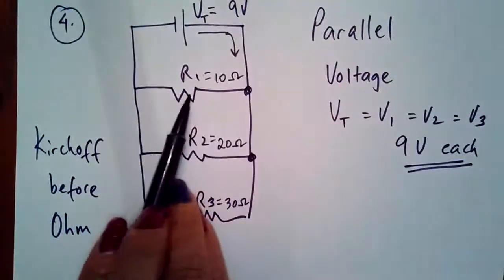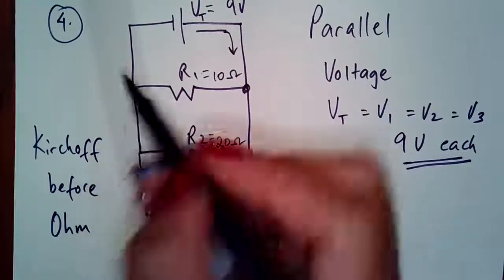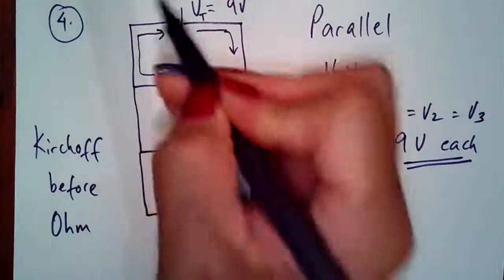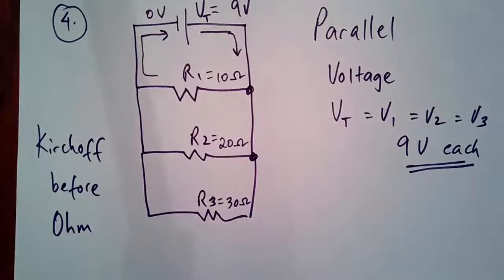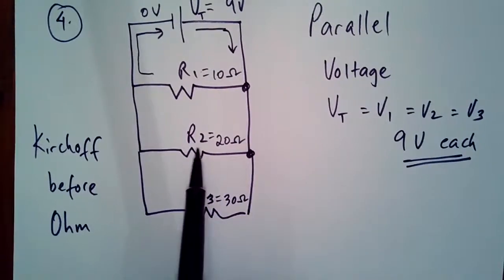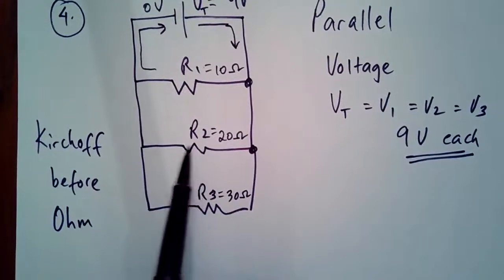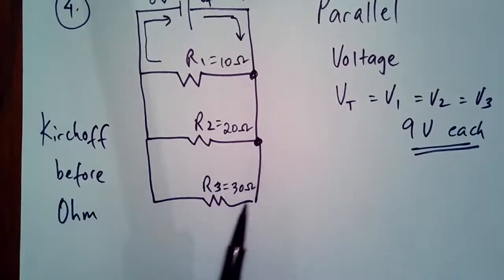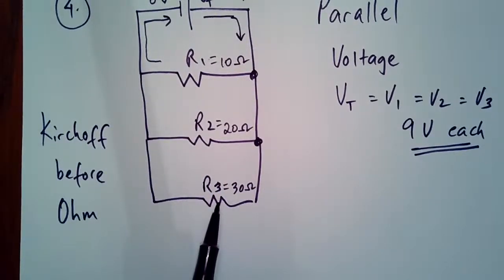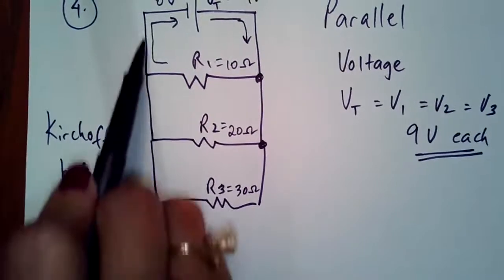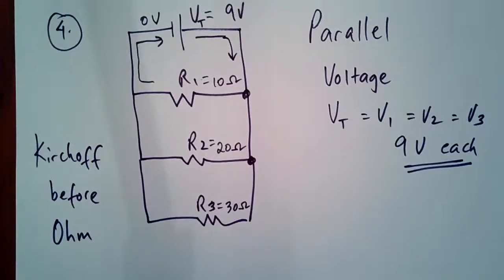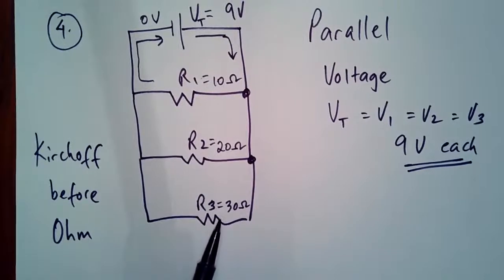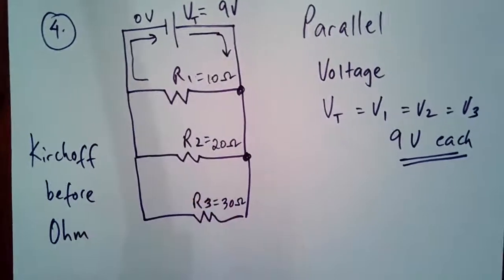Okay, it's going to feed 9 volts to this R1 and it's going to return with 0 volts of potential when it goes back to the negative terminal. So same thing here, 9 volts going to be used up by R2. By the time it goes back, 0 volts. The same thing with R3. 9 volts is going to be dropped off here in R3 and go back with 0 volts. So each of these resistances is going to receive 9 volts, the same as the total.